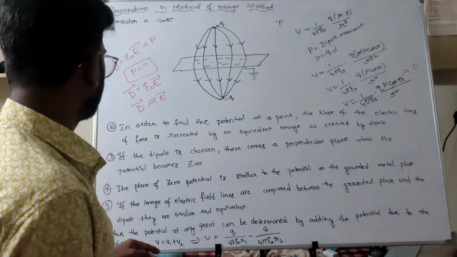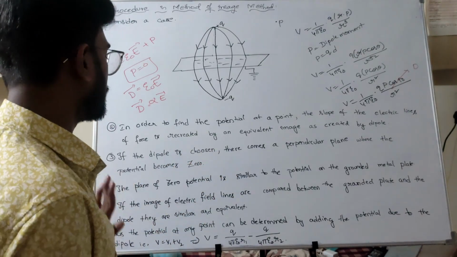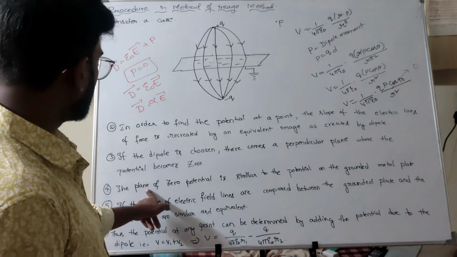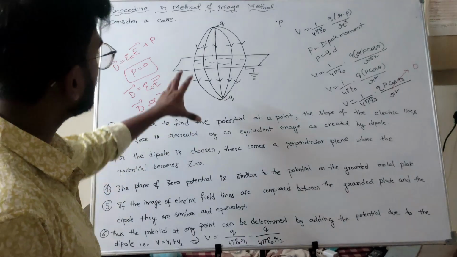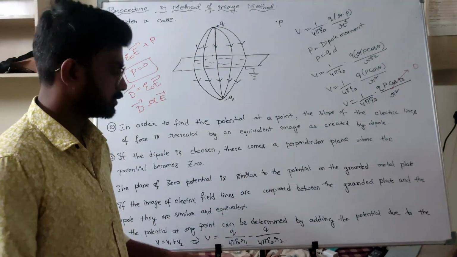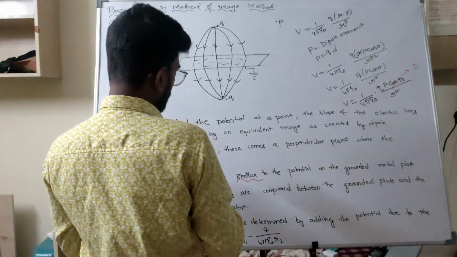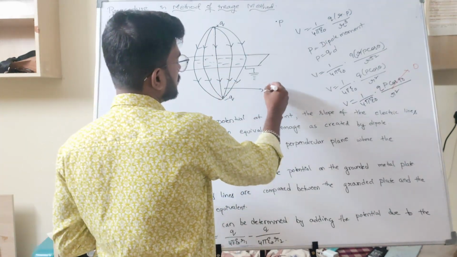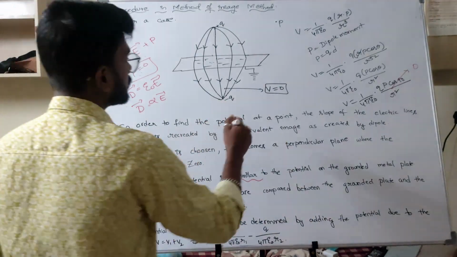Now coming to the third one. The plane of 0 potential is similar to the potential on the grounded metal plate. So what is the meaning of this sentence? The plane of 0 potential is in this dipole. What we got for this dipole is that the potential V is equal to 0. This is similar to the potential on the grounded metal plate.